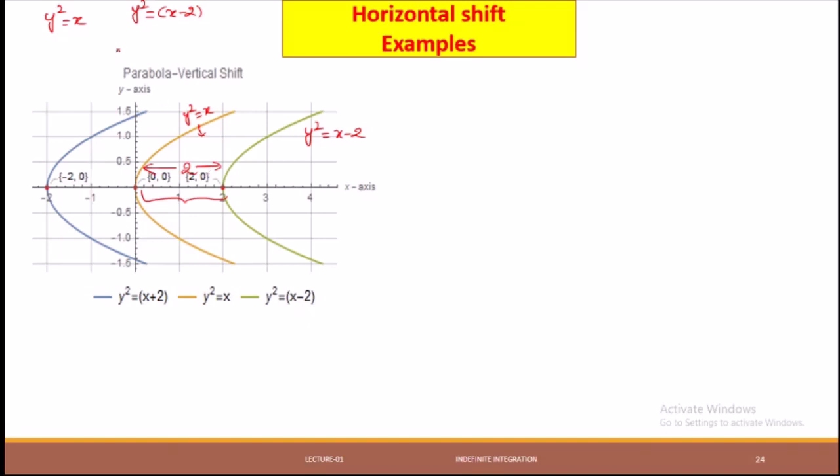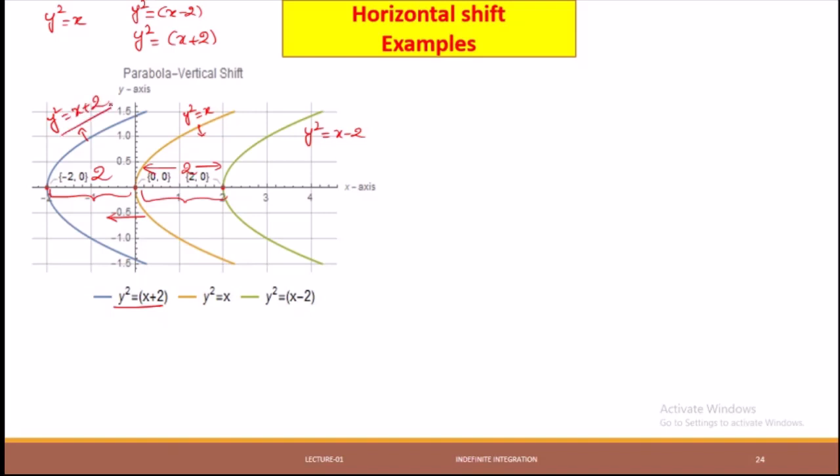Okay, now I would like to plot the graph of y square is equal to x plus 2. As per that statement, the graph shifts horizontally left. You can see this curve is represented in the blue color, and this graph shifts in the left direction by 2 units. So this is the graph of y square is equal to x plus 2.